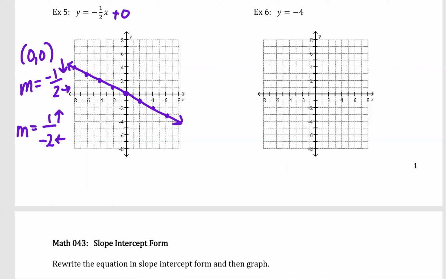Example 6, you see y = -4. Hopefully you're thinking, a horizontal line has a slope of 0. And the equation of the line is y = a constant. So we'll go to y = -4 and draw a horizontal line.